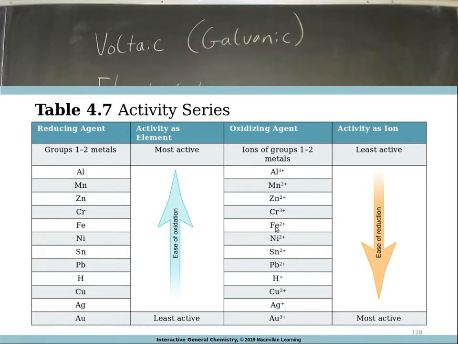And then conversely, you can see how the ions also have an activity series. The cations that correspond to very active metals like sodium plus ion, potassium plus ion, aluminum plus ion, magnesium 2 plus ion, these are ions that are very stable. They do not readily accept electrons, but down at the bottom, something like a gold ion or a silver ion, they are very chemically active and they will readily accept electrons and be reduced to form their elemental metals.